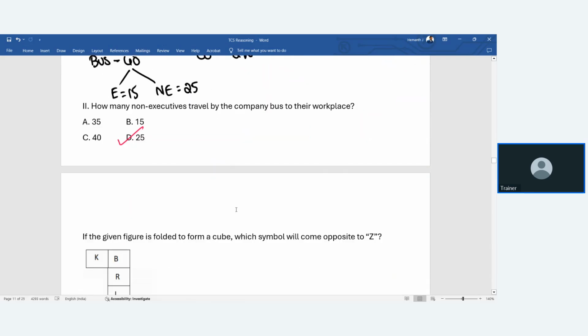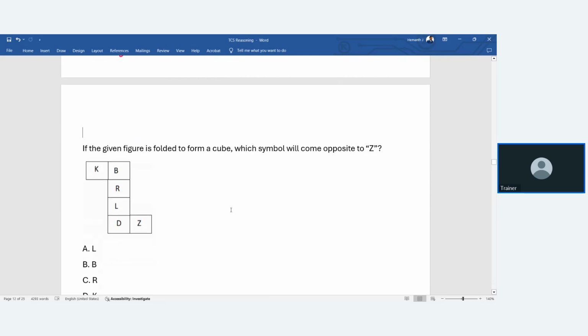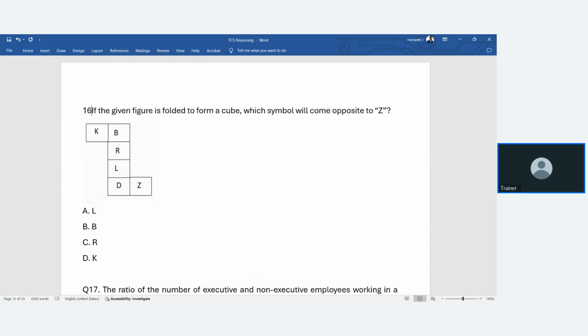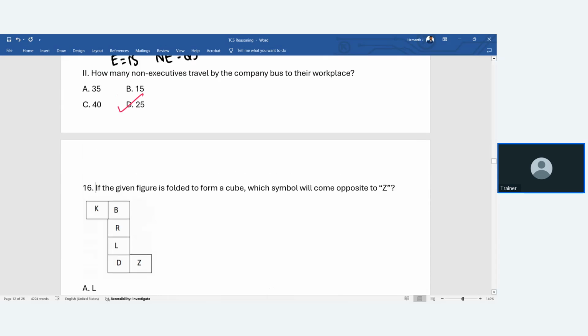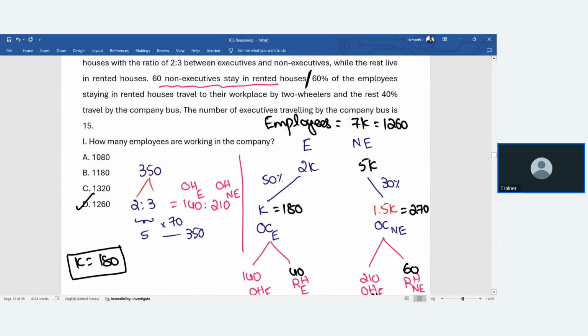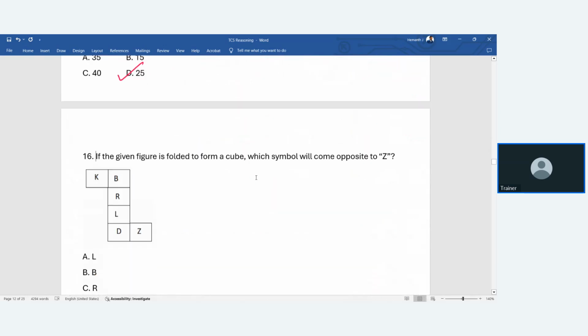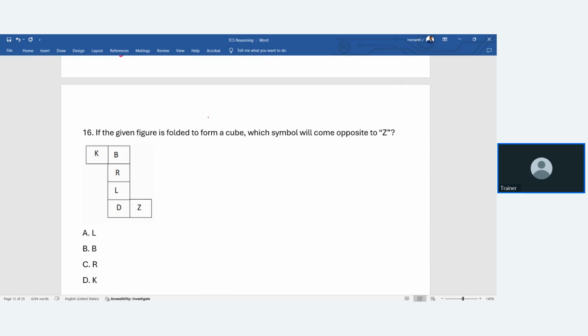Now let's see about the next question. This is 16th question. Let's say in 15th one we gave two questions internally, 1 and 2. In both, same data, so I asked two different questions in the same. Now let's see about 16th one. This is called dice concept. Unfolded dice.